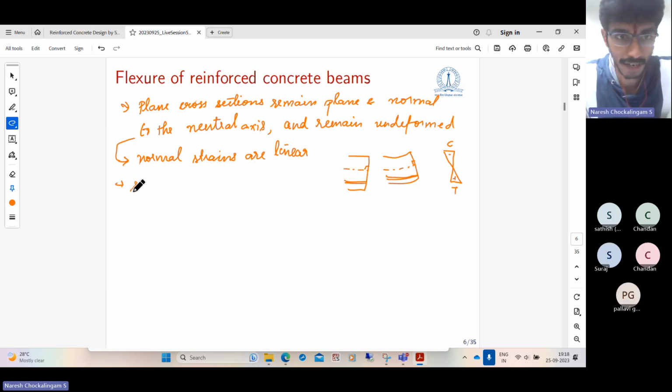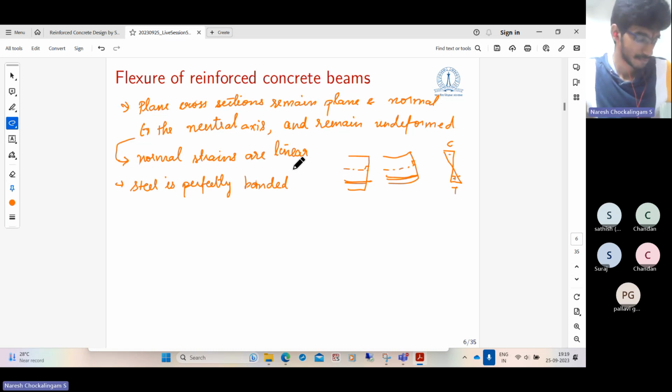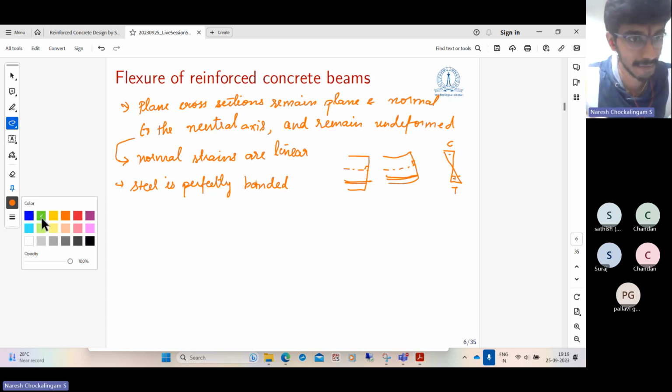Next, the steel is perfectly bonded. What does that mean? That means the strain in steel at this level is exactly the same as the strain in concrete at that level. There is no slip between the steel rod and the concrete that is surrounding the steel at that level. So these are the basic assumptions. The other assumptions actually depend on which method of analysis we are doing. If you are doing a working stress analysis, then the concrete behaves in a linear elastic manner, and so on. But as I said, in this session, we look at the limit state method.